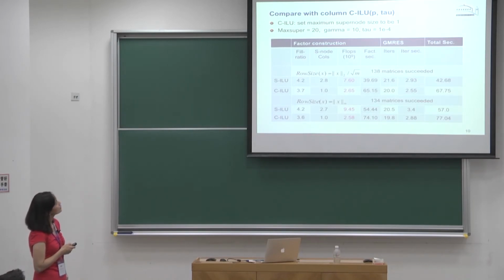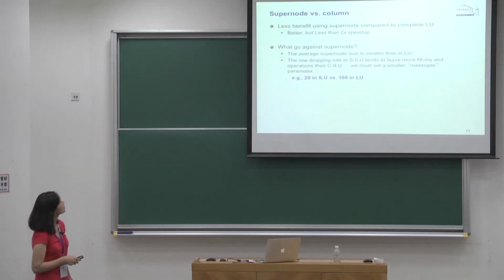But in the end, the factorization construction, so this factorization is just like a preconditioner construction to get an approximate LU, and the time is much better. So among those 200 matrices, only 138 succeeded. Then for the average iteration count, it takes a little bit more iterations compared to the column-wise. But total time is reduced, this is for all these succeeded matrices. So the second set is about a different criteria, so it's similar. And then we have 134 matrices succeeded. So that's how we compare.